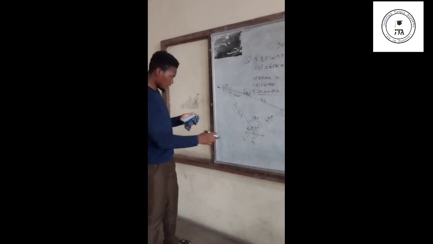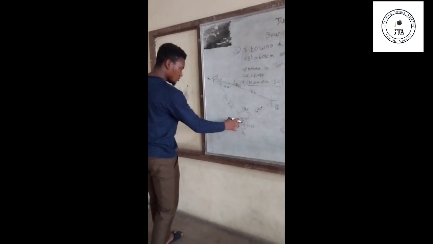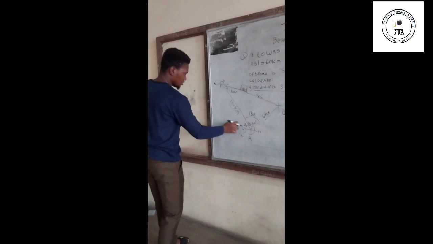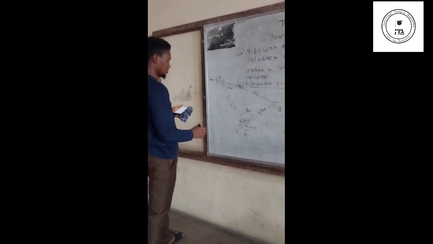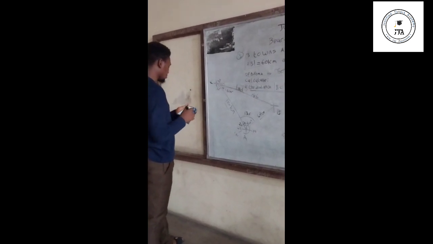Then here is 70. 70, 20 degrees. Yes, then this one is down. Yes, correct. Now here also was 70.